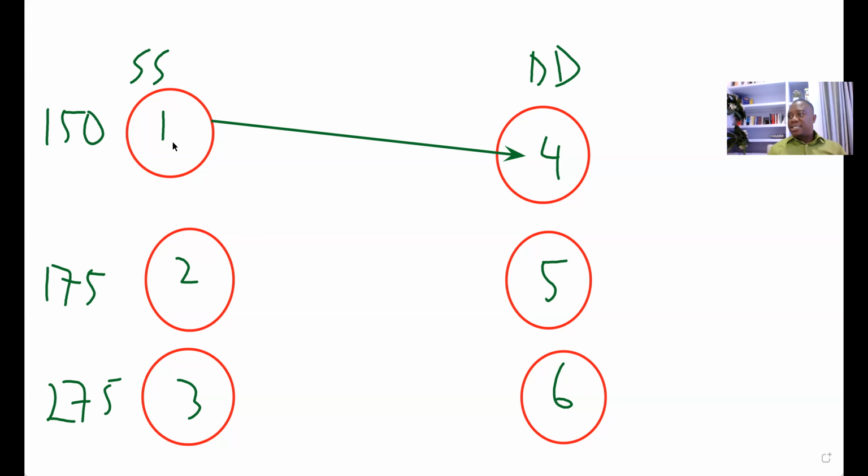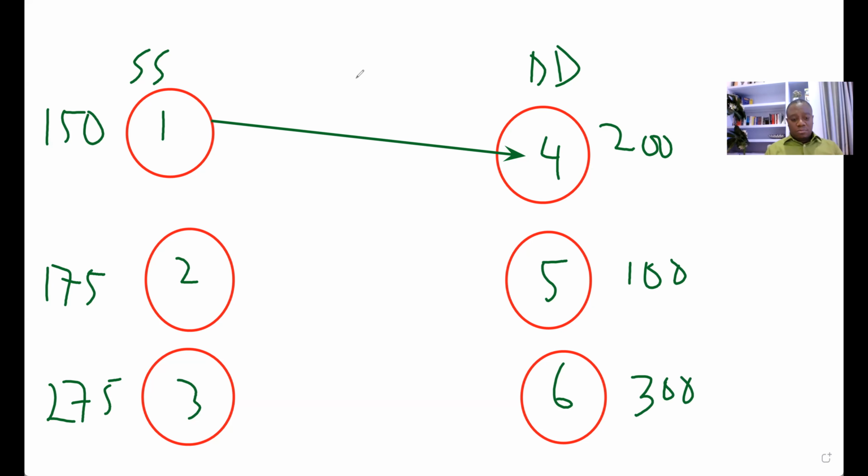Then the demands. The first one was Chicago, then St. Louis, then Cincinnati. Chicago was demanding 200, so you write 200 there. St. Louis was demanding 100, so you write 100 here. And Cincinnati was demanding 300, so you write 300 there.